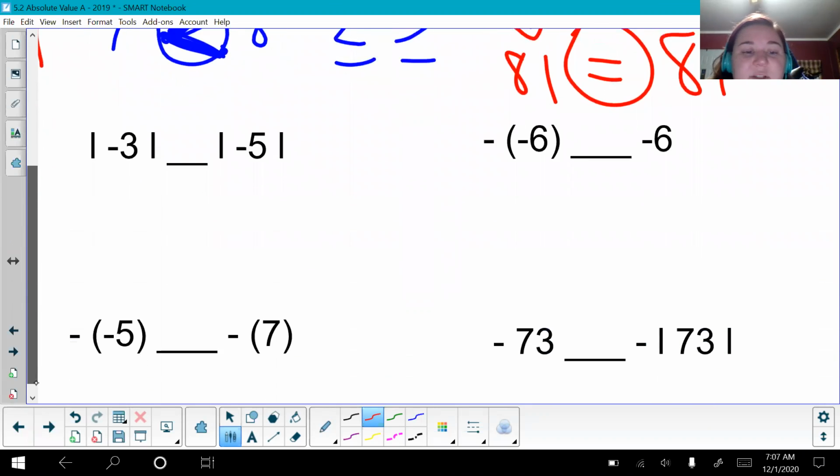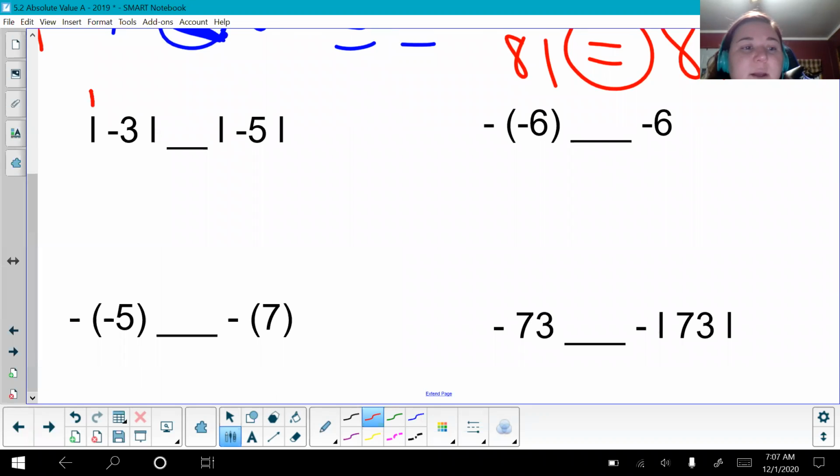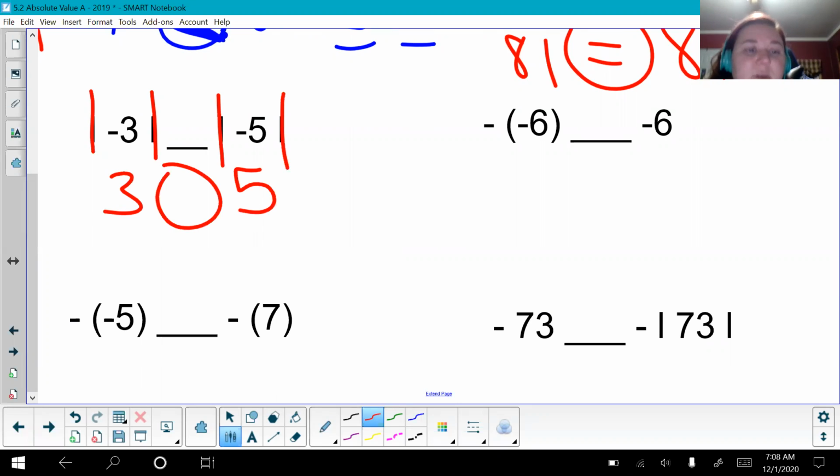Got a couple different ones down here. See if we can do these. Absolute value of -3 is 3. Absolute value of -5 is 5 spaces from 0. 3 is less than 5.